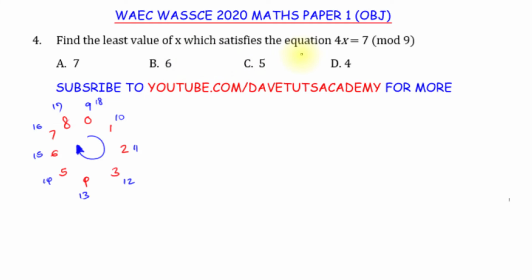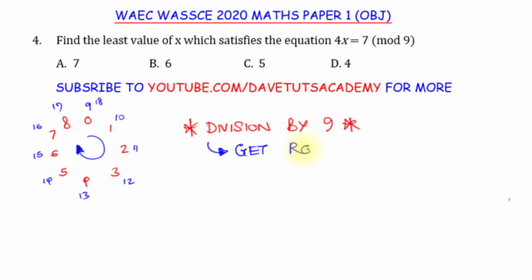Now, the question here is that we have to find the least value of x which satisfies the equation 4x is equal to 7. This is actually what I want you to get. When we're talking about mod 9, the ideal thing for you to do is to consider division by 9, and with the division by 9, you now note down the remainder.